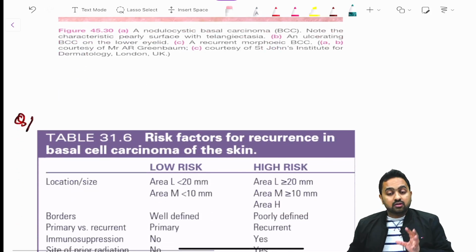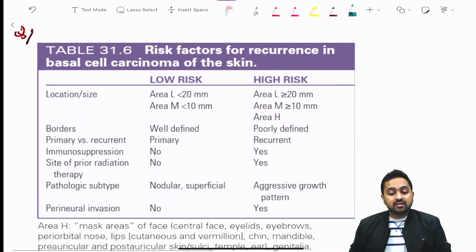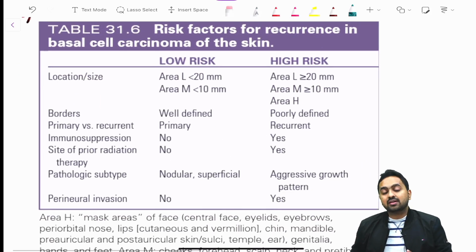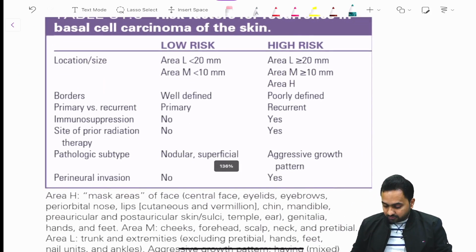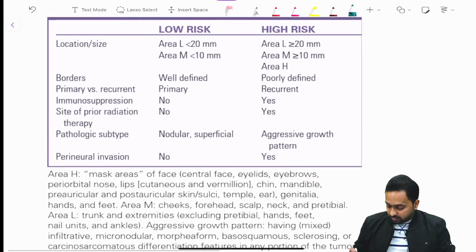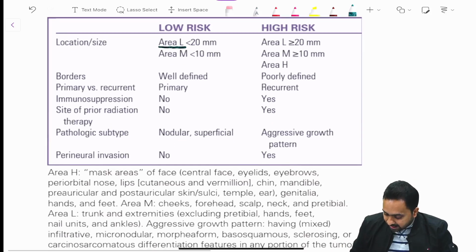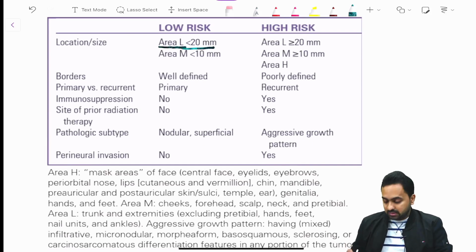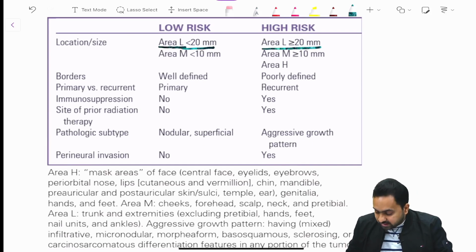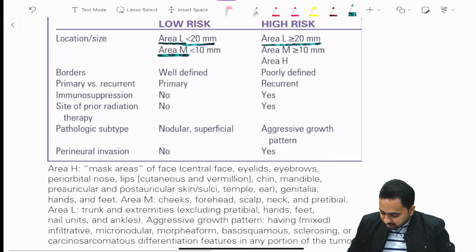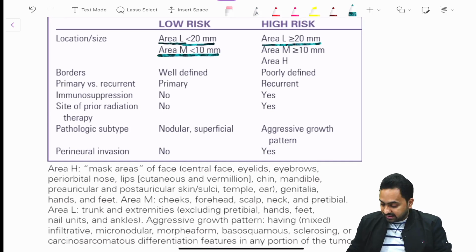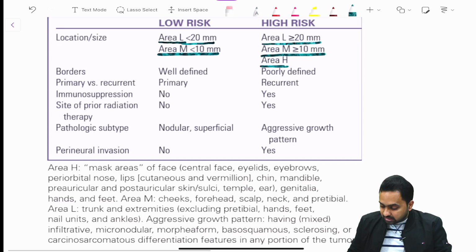Now, the risk factors for recurrence in the basal cell carcinoma can be classified as low risk and high risk. So, on the basis of your location, right. If it is area L and the size is less than 2 centimeter, it is low risk, and if it is area L and it is more than 2 centimeter, then it is high risk. Similarly, area M less than 1 centimeter is low risk, and area M more than 1 centimeter is high risk, and area H is your high risk.